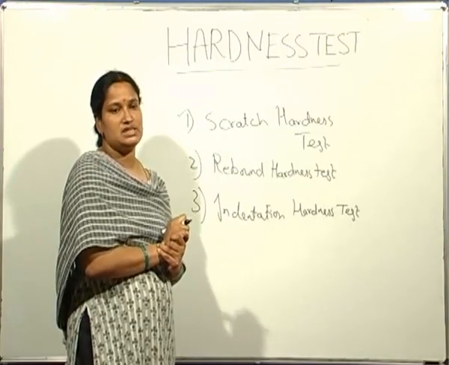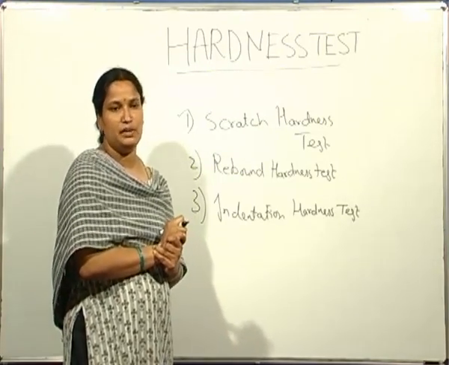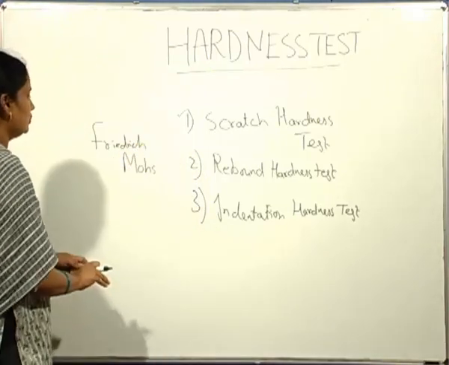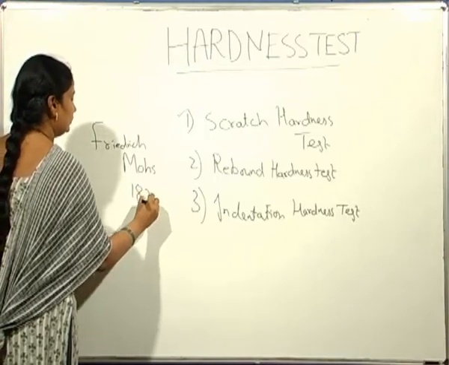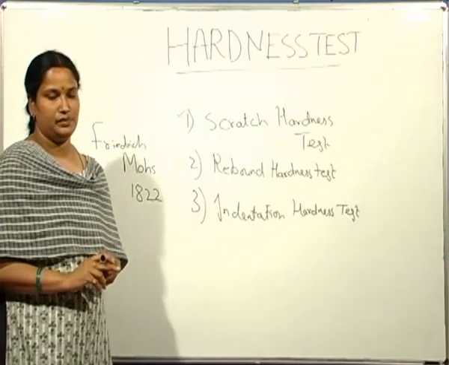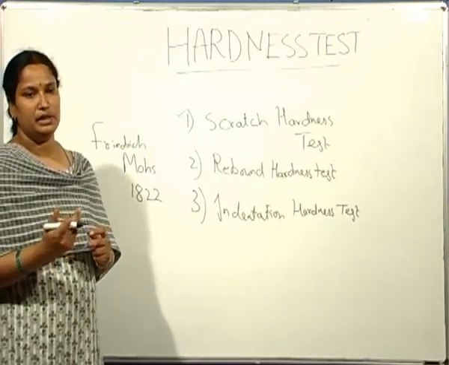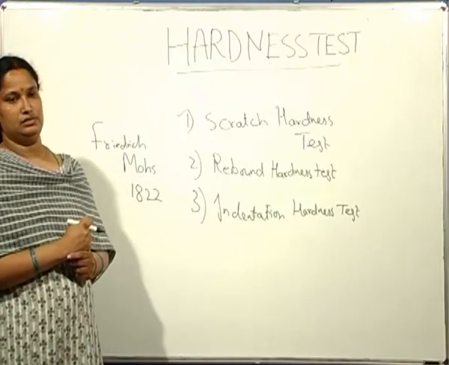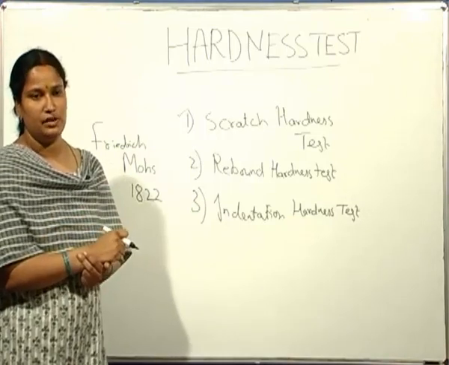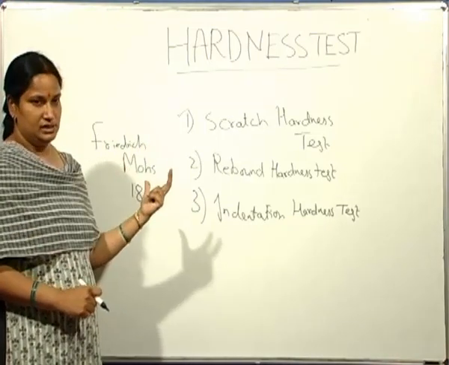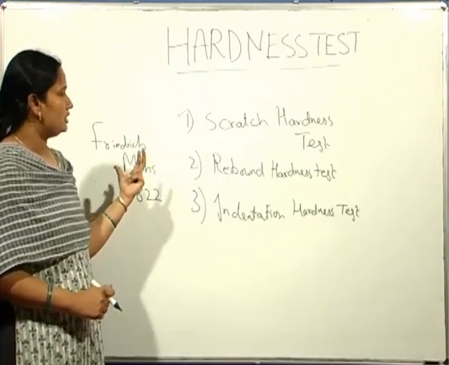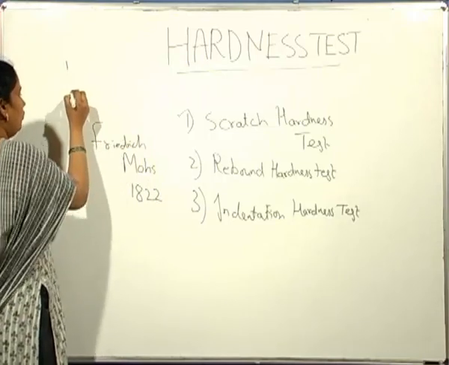This was first devised by a German mineralogist, Friedrich Mohs, in the year 1822. He devised this scratch hardness test depending upon the ability of a material to scratch another material. A harder material scratches a softer material. Depending upon this, he devised a scale which has numbers from 1 to 10.